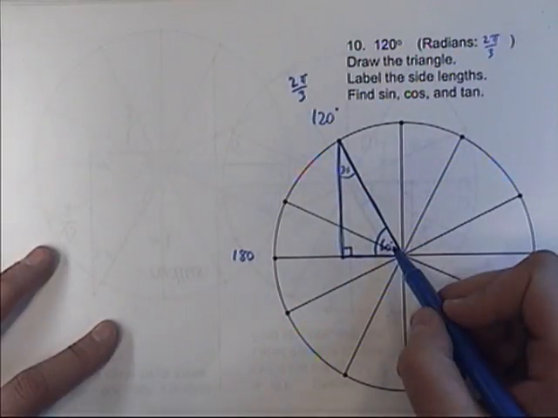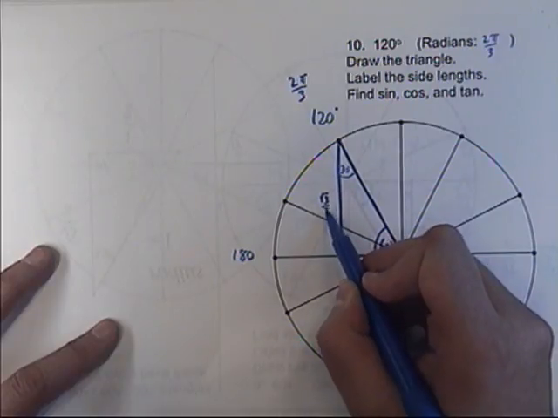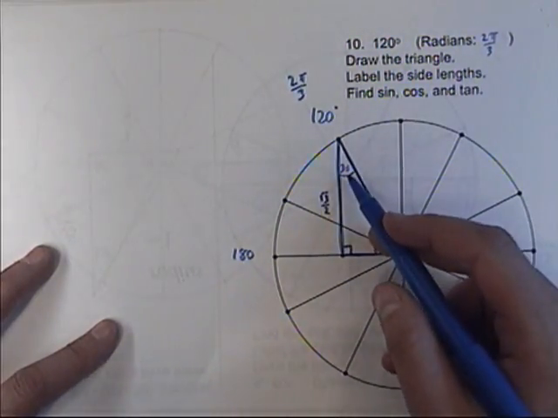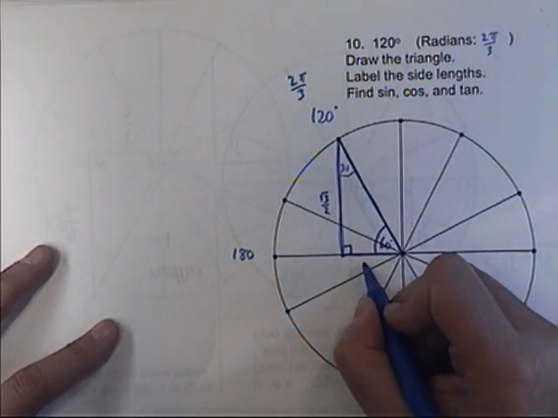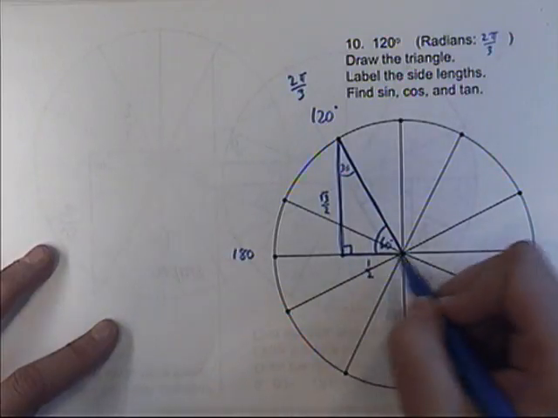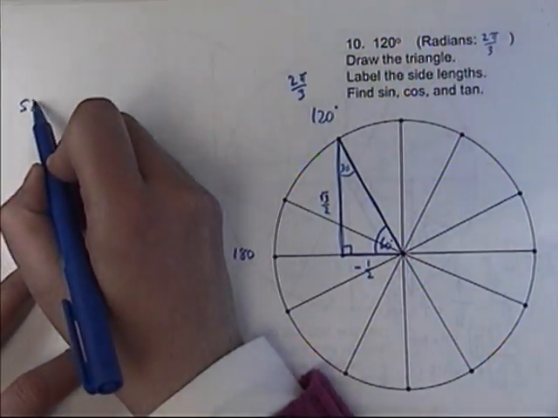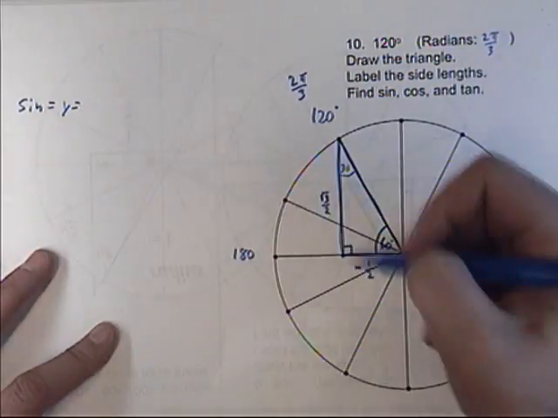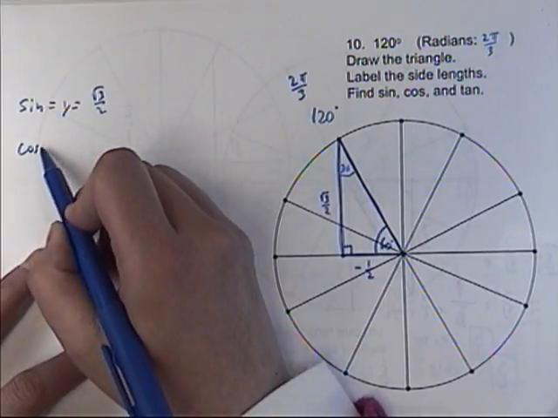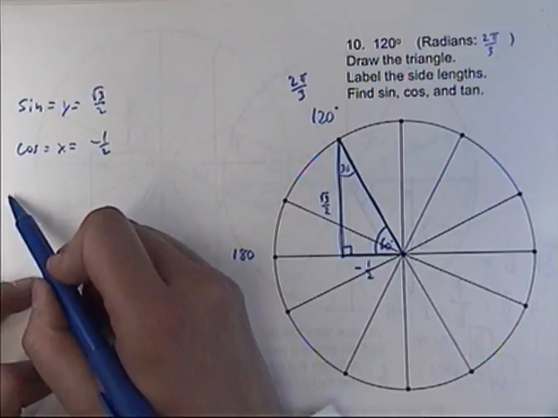Okay, what side is always opposite a 60-degree corner? Well, square root of 3 over 2. And it's positive because it's a vertical side going up. What side is always opposite a 30-degree angle? 1/2. However, this is going to be negative because it's horizontal and going left. So the sine is my y value, which is my vertical side, square root of 3 over 2. My cosine is my x value, which is my horizontal side, negative 1/2.